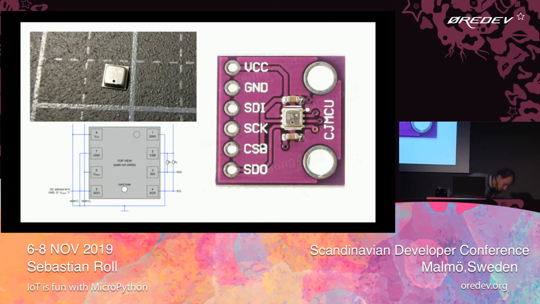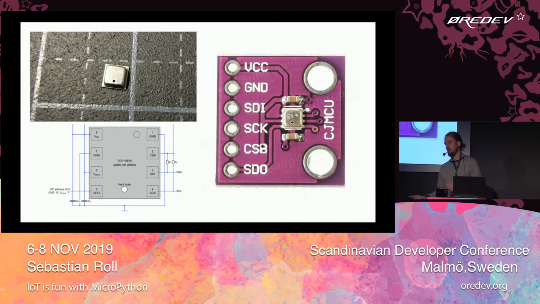This is a Bosch environment sensor called BME280. It will help you read temperature, humidity, and pressure. And you can either buy this sensor just as is, you see there on the top left. And the sensor also has a data sheet.